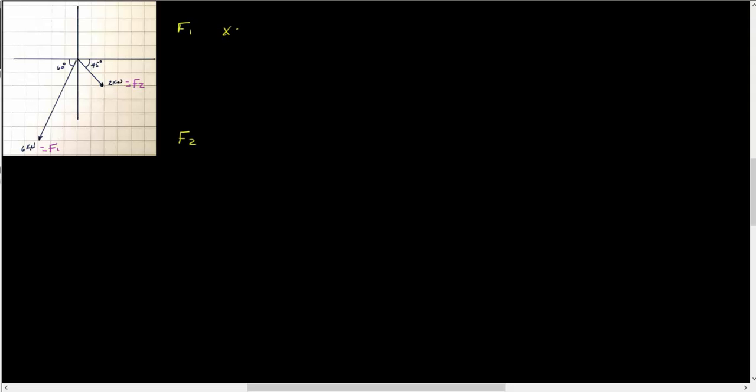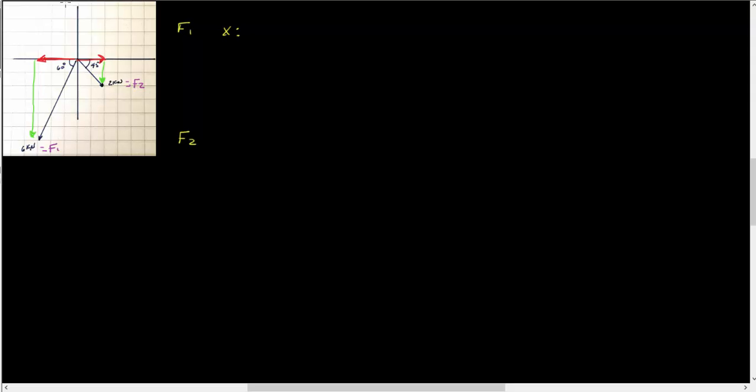So my x component for F1 would be, remember I'm breaking this up, so this is going to be going in this direction, and then my y component would be here for F1, and then for F2 my y component there, and then my x component there. So you can notice that for F1 I'm going to have a negative x component and a negative y component, and for F2 I'm going to have a positive x and a negative y.